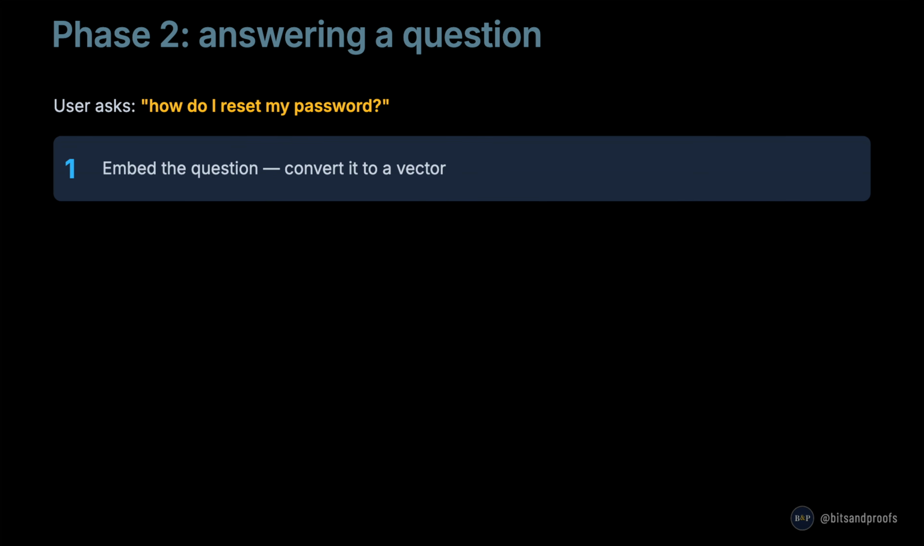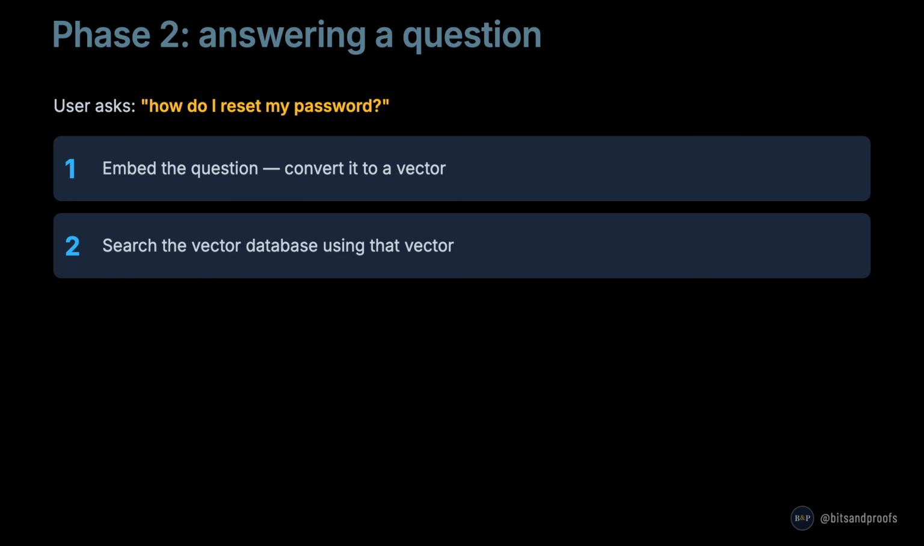Step 1, embed the question. Run it through the same embedding model you used during indexing. You get a vector that represents the meaning of that question.